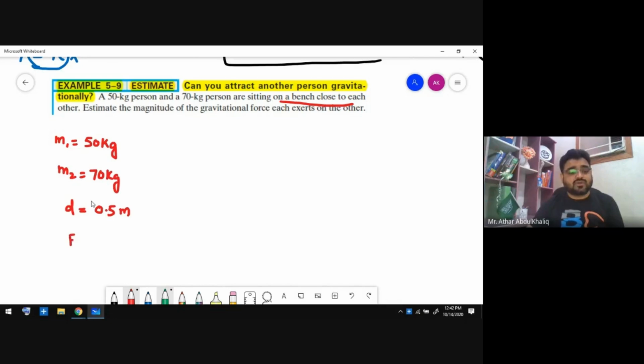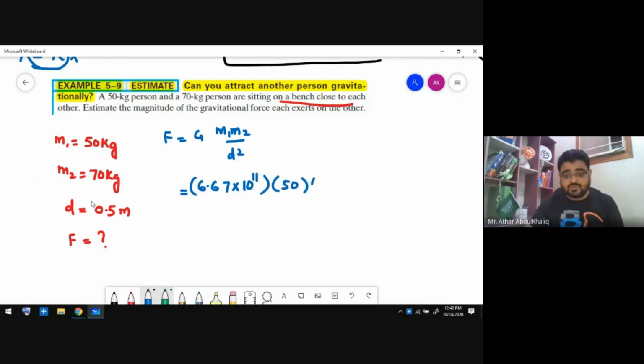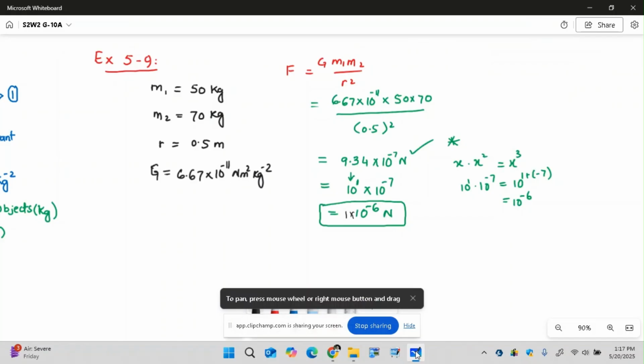Now you are supposed to find force. How will you do that? For that purpose you will use the equation F is equal to G m1 m2 over d squared. I need you to hold the calculators please. G is 6.67 into 10 to the power 11. I am not writing the units because you may get confused. So m1 is 50 kilogram, m2 is 70 kilogram, and the distance between you guys is 0.5, and you will square it.